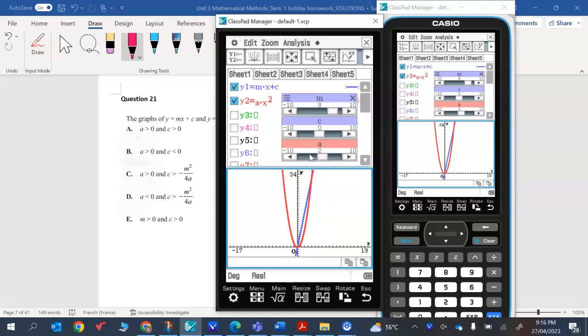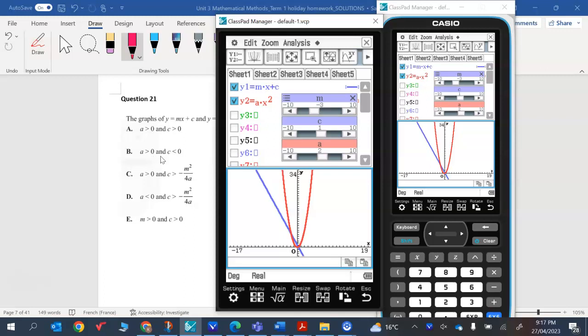So with your A value, we just need a value greater than 0, so it's already on 2, and C just needs to be greater than 0. It's currently on 0, so let's change it to 1. And because M can take on anything, if I was moving M, you can see they're both crossing, they're intersecting, so it can't be A.